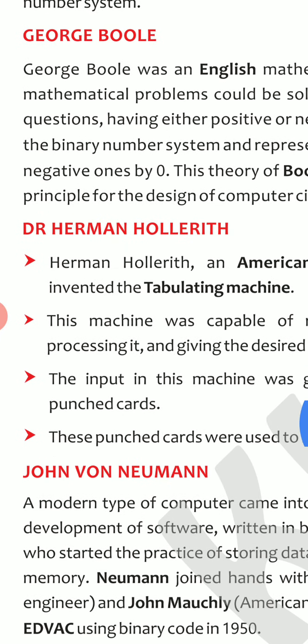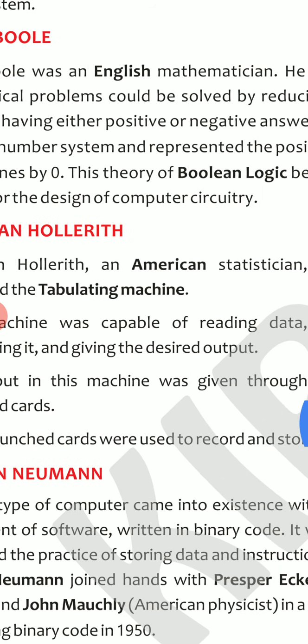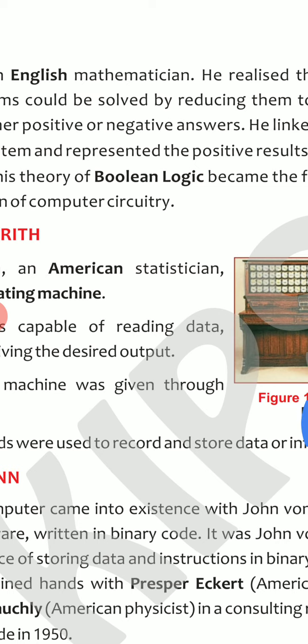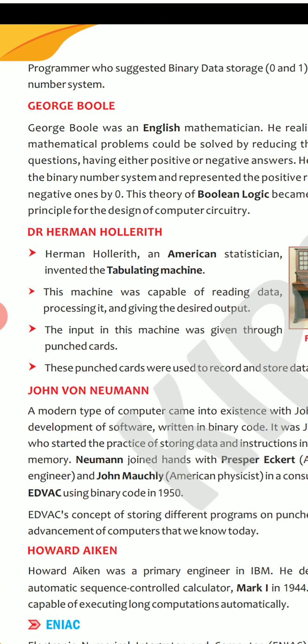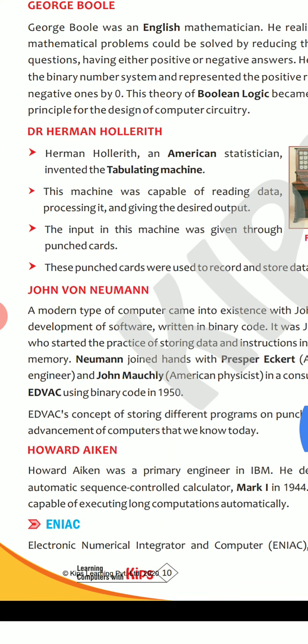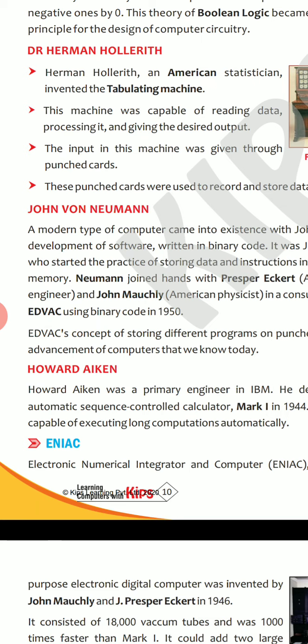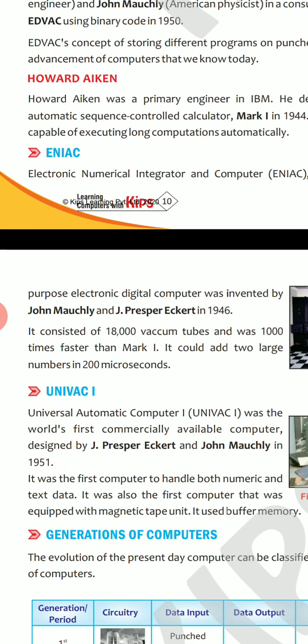Next we had discussed George Boole. George Boole was an English mathematician, and he created what is known as Boolean logic, and today's computers' internal setting is based on George Boole's Boolean logic. Similarly, Dr. Herman Hollerith invented the tabulating machine. After that, John von Neumann prepared a model of the computer, and today's model of the computer is based on this model only.